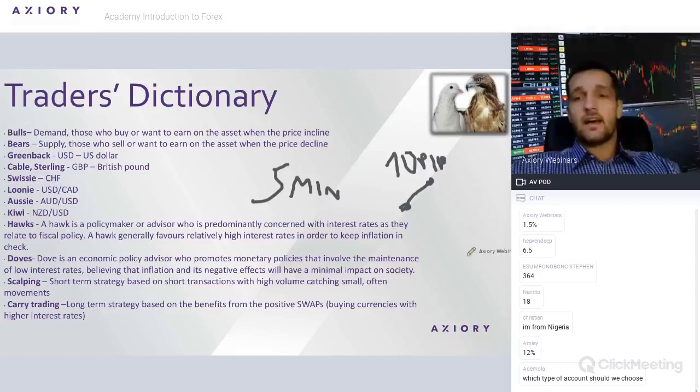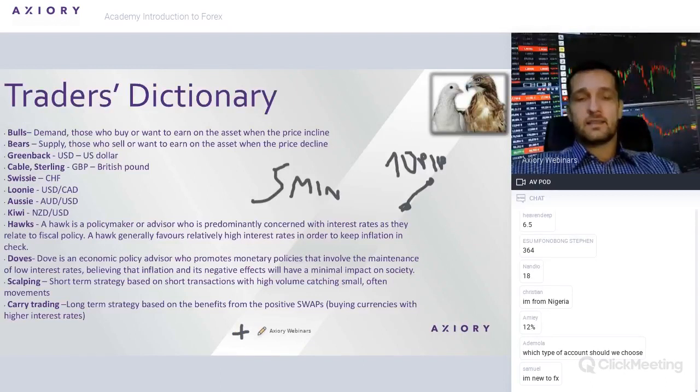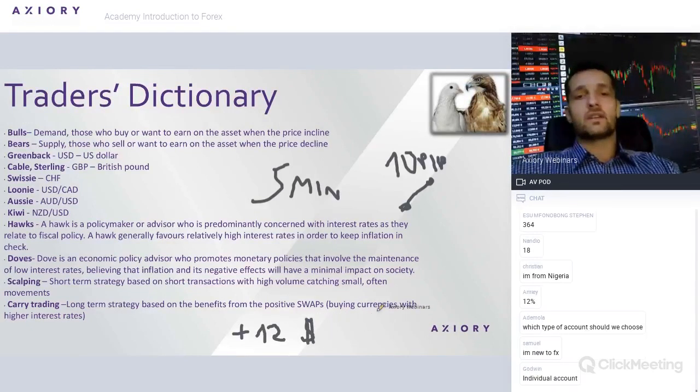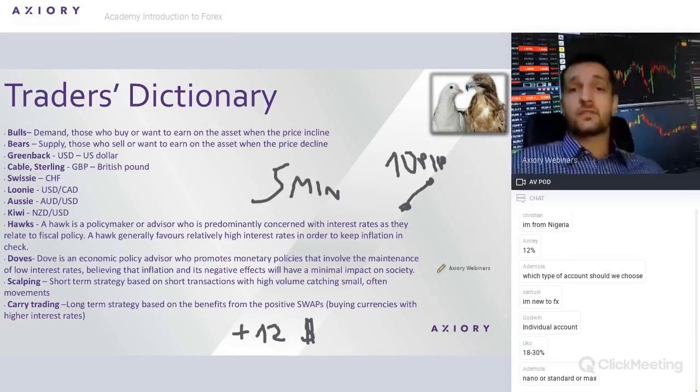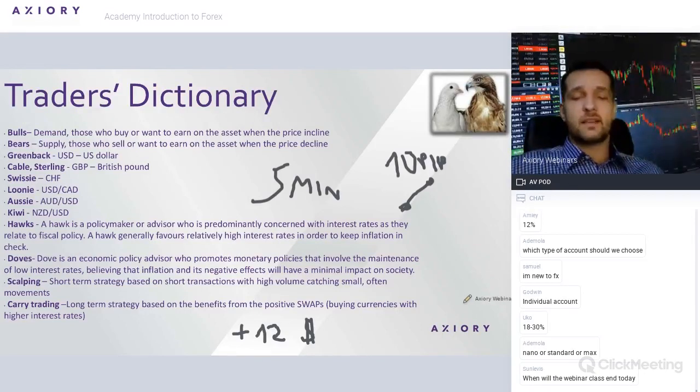When you buy a currency with a higher interest rate and you sell a currency with a lower interest rate, you have positive swaps. Every night a certain amount of money will be added to your account, let's say $12, just because you have the position with the higher interest rate. That's the carry trading strategy: when you buy a currency with a higher interest rate, you have additional money on your account. It goes the other way too. If you buy the currency with the lower interest rate, selling the currency with the higher interest rate, you will get negative swaps every day, every night.